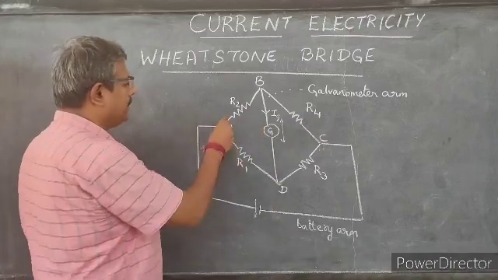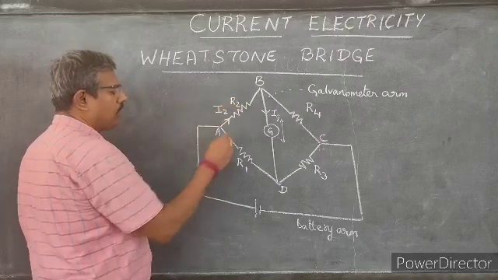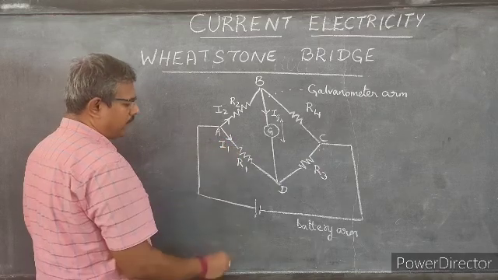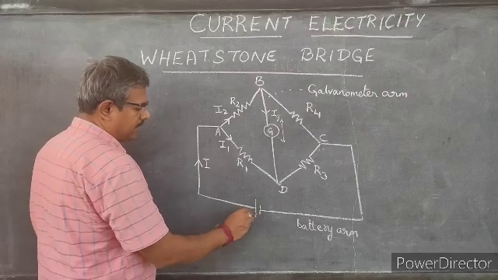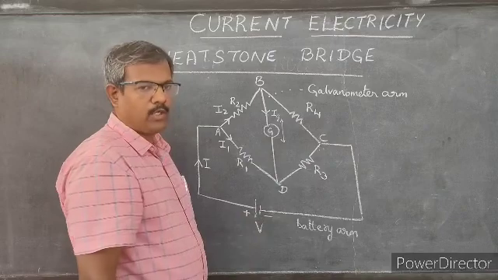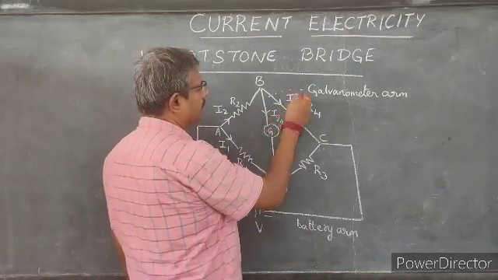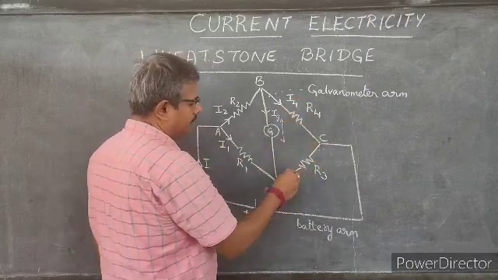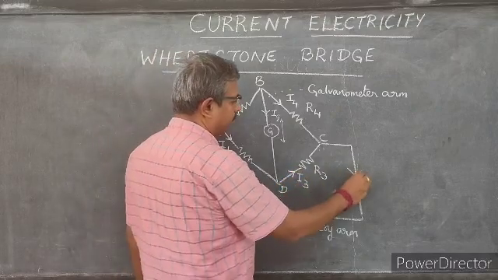I'll call it Ig. Let me call this I2, which is current flowing through the R2 resistor. There's current here which is I1. There's general current I flowing here. Let's say this produces a voltage difference in the circuit of voltage V. There's current I4 flowing through the arm BC, and finally you have I3 flowing over here.